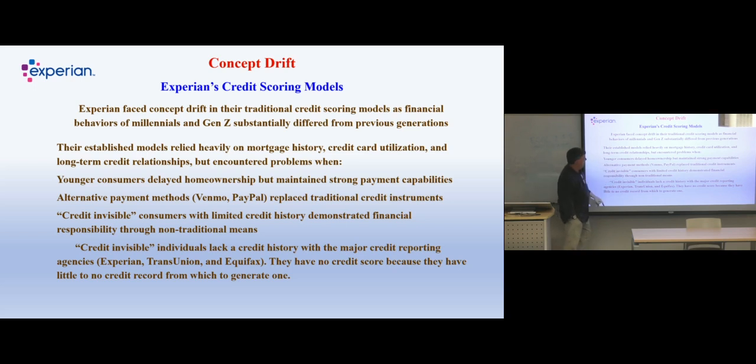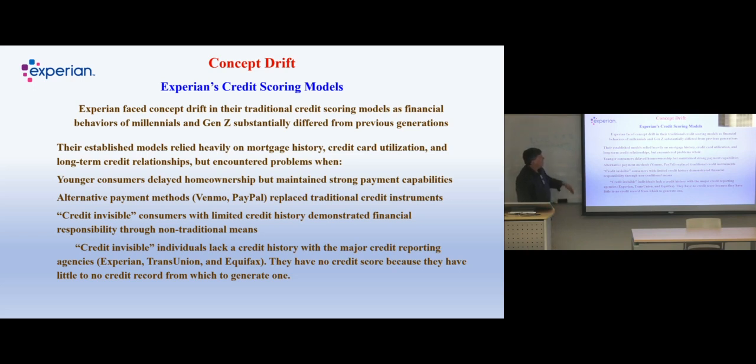Alternative methods, now this is cool. You guys use Venmo and PayPal. Y'all all use Venmo and other electronic methods of payment. Ask any boomer about that. So think about this. If you're the credit scoring people, you don't have those variables anymore because these have changed to what you guys are doing. And then credit invisible, limited credit history, what came up. Now you've got to demonstrate financial responsibility through non-traditional means. Credit invisible just means you don't have a long credit history, and you could have no credit score at all, depending on what age you are.